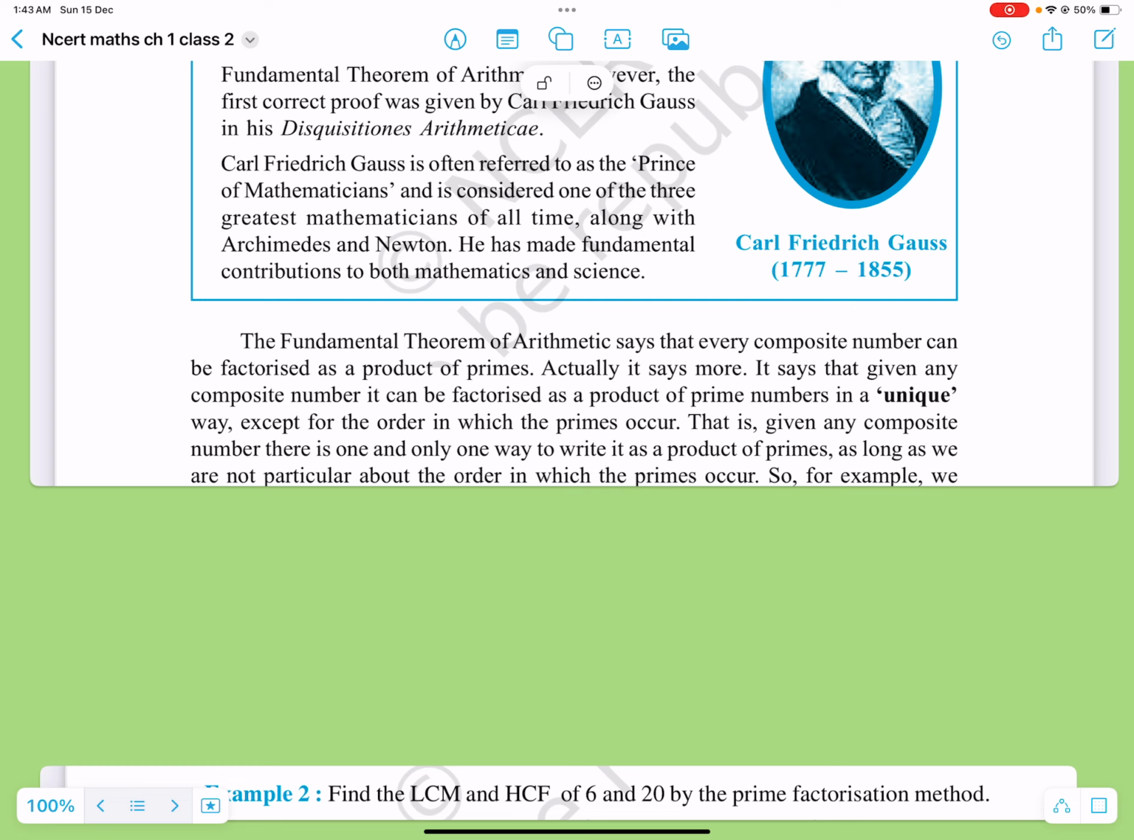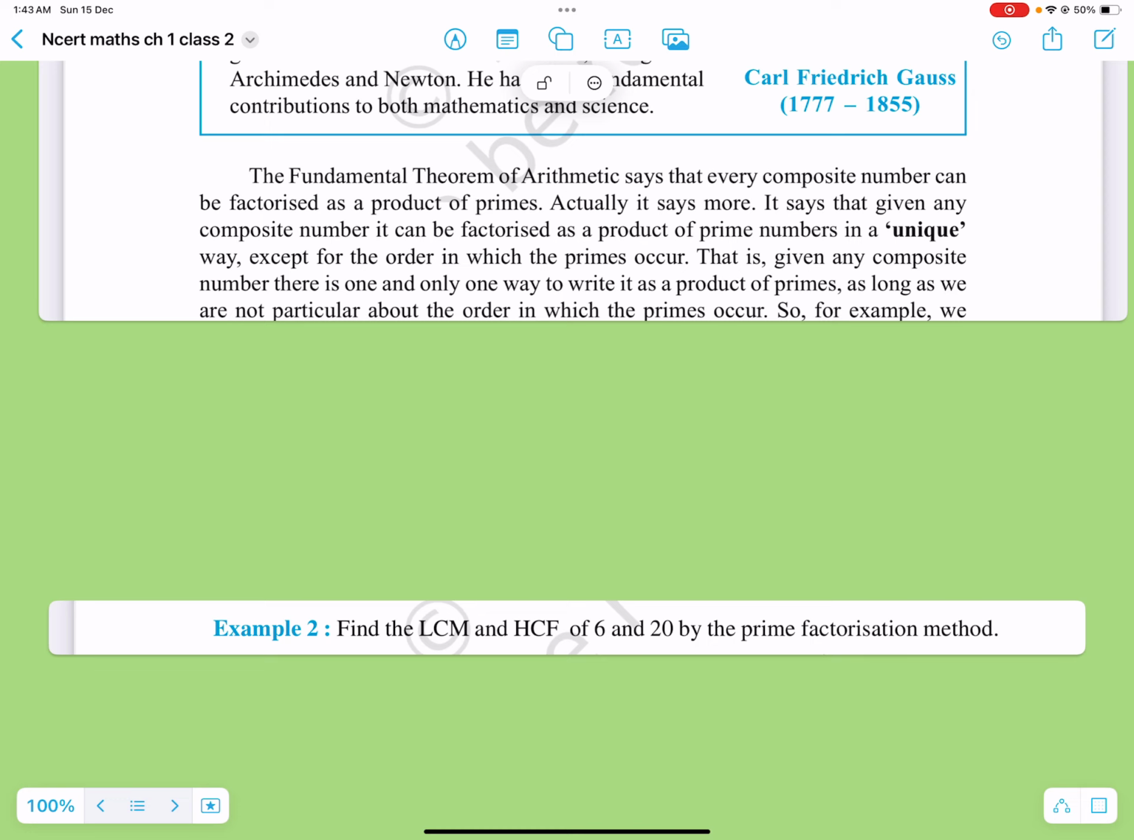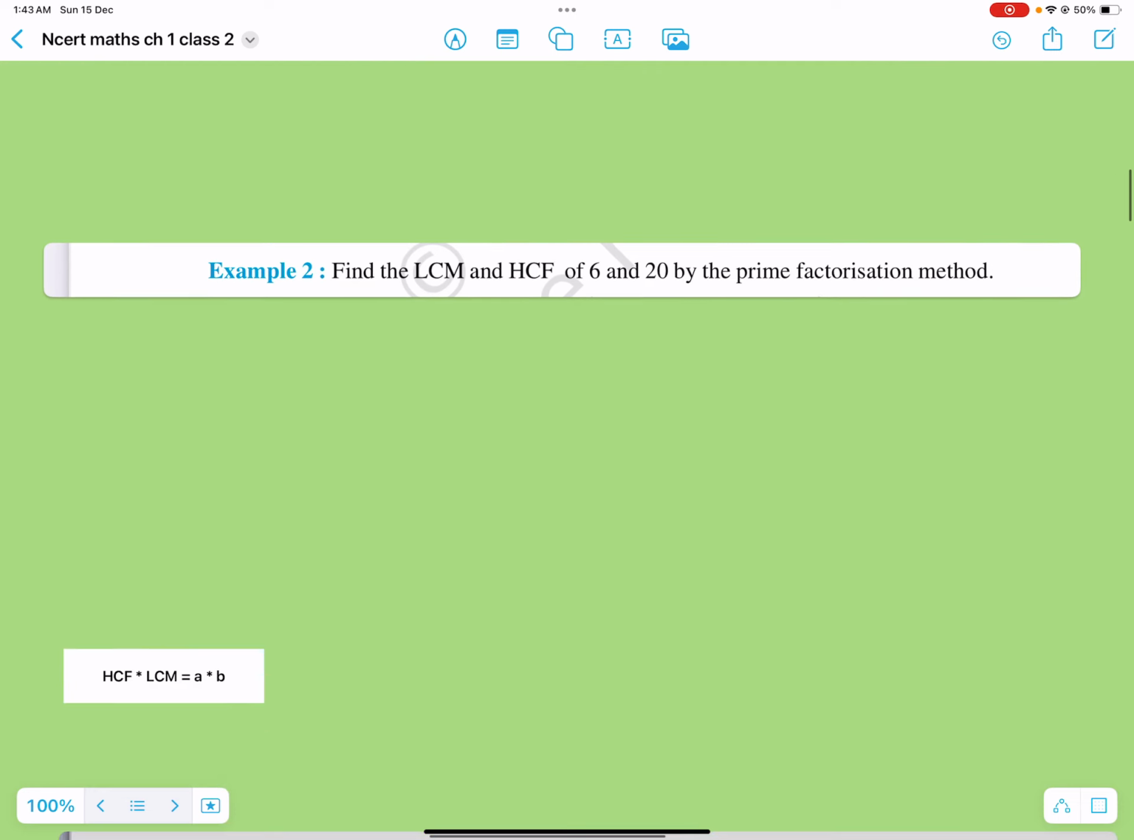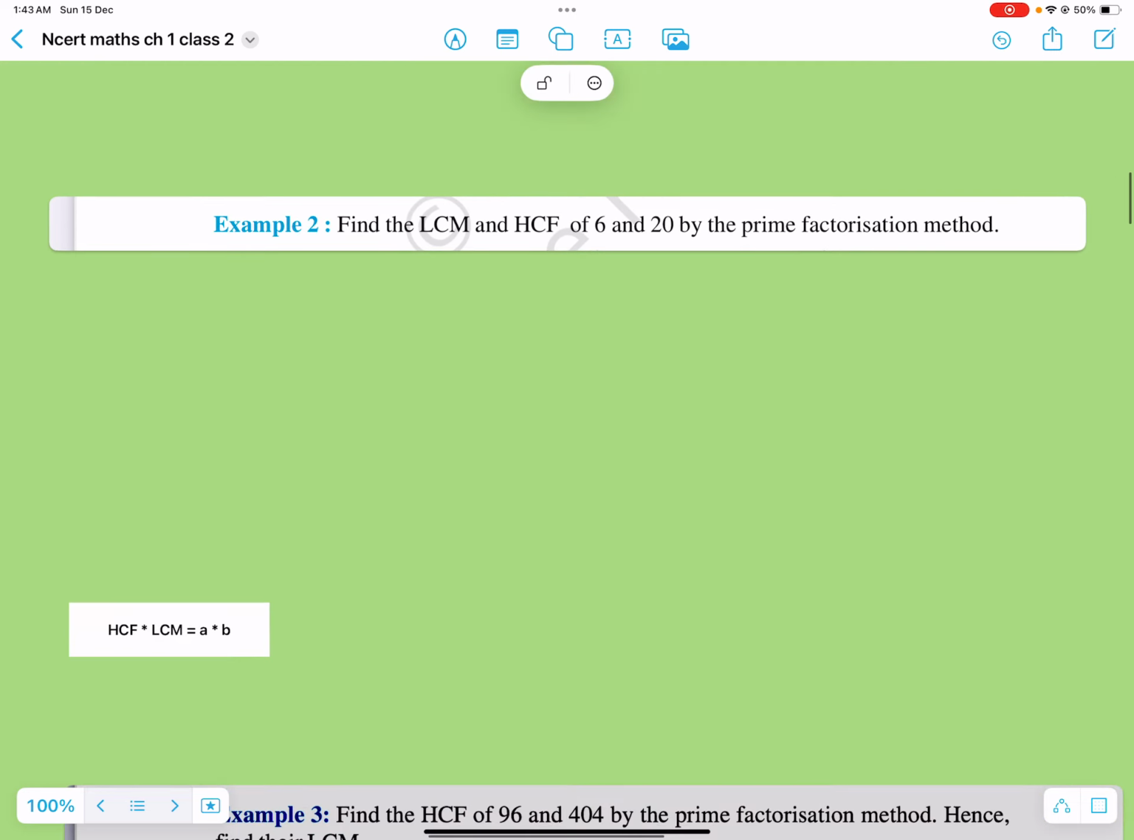Today's class is a continuation of the last lecture. I did not include a few things because I wanted to discuss them especially in class 2. So that's our class 2. First, we'll start with an example that's given in your book, and let's solve a question ourselves and see if we understood the prime factorization method that we discussed in the last class. This question says: find the LCM and HCF of 6 and 20 by the prime factorization method. And remember, this is not the only way you can find the LCM and HCF of numbers. There are other ways as well that we will discuss in the coming lectures.